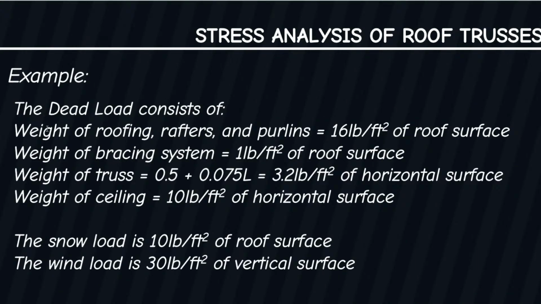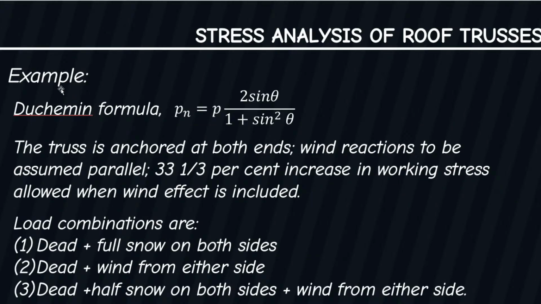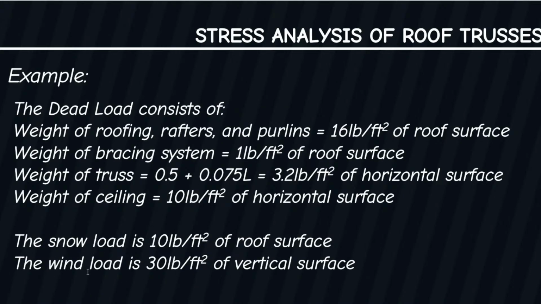The dead load consists of, so the dead load, this is already given. Then, we have the Dutchman formula. So, ginhatag ang Dutchman formula. So, ang snow load aadi, wind load is aadi. Then, the snow load is given in the roof surface. Take note that the weight of roofing, rafters, and purlins is given in pounds per square foot in roof surface. Then, the weight of bracing system, roof surface. Then, the truss is horizontal surface. Then, the ceiling is horizontal surface.